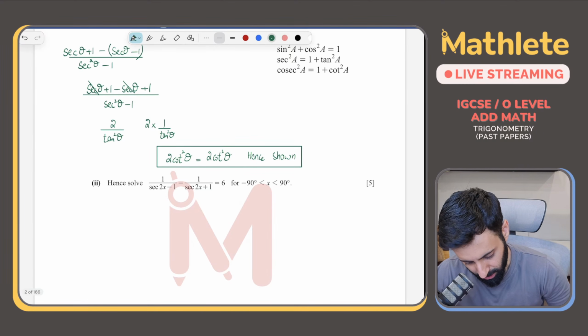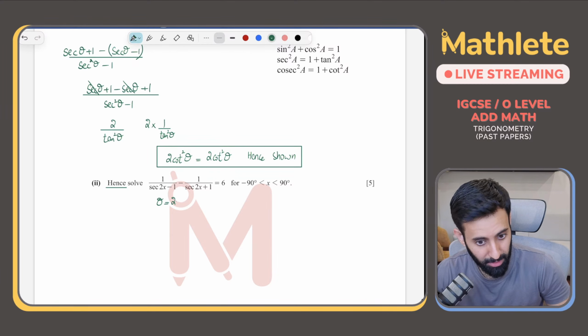Hence solve. Hence solve means that we have to use the answer to the previous part. Okay, the only difference that you will notice is that theta has been replaced by 2x.